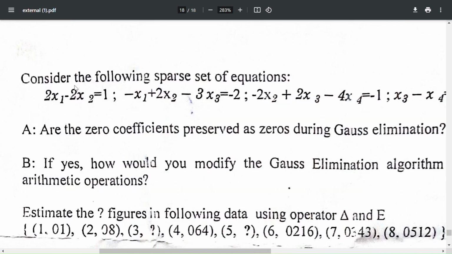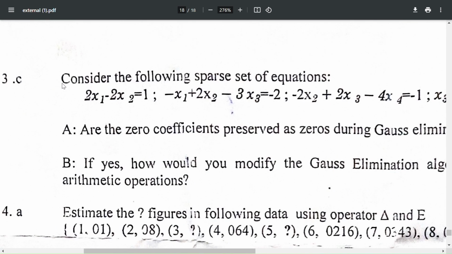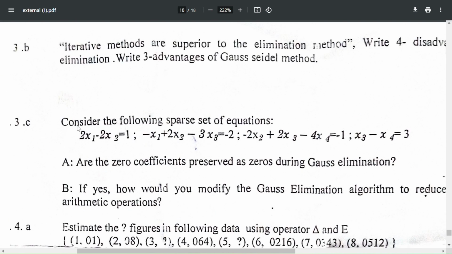So we have been given a question. Consider the following sparse set of equations. We have been given four equations, and we have to find the values of x1, x2, x3, and x4 with the help of the Gauss elimination method. So this is the solution.